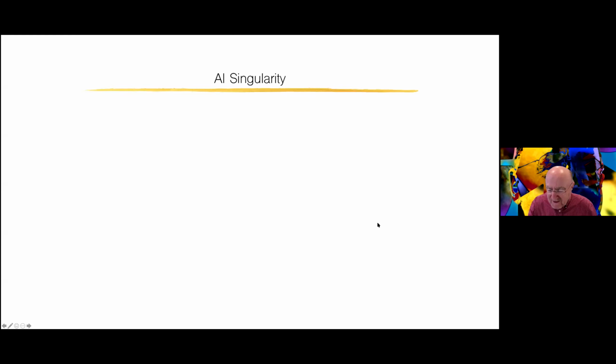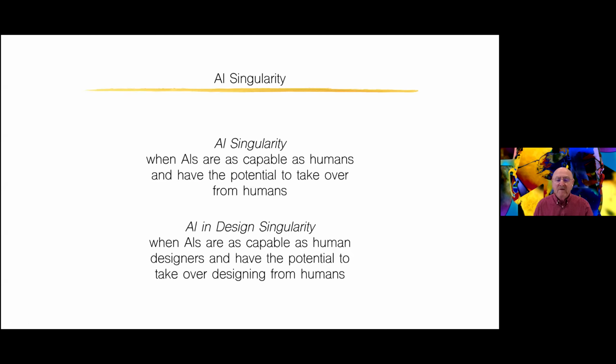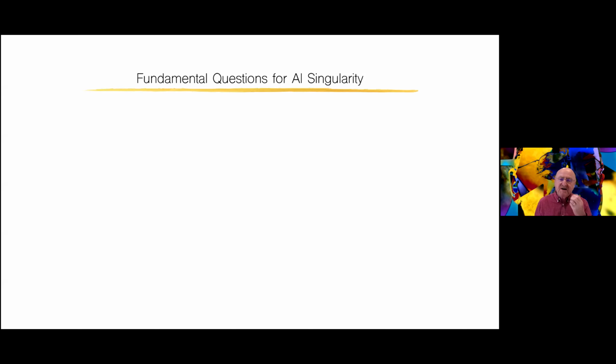So this leads some people to a notion called the AI singularity. What is that? The AI singularity is when AIs are as capable as humans and have the potential to take over from humans. And that, of course, points us to the AI in design singularity, when AIs are as capable as human designers and have the potential to take over from designing from humans. Well, let's look at this, because these are fundamental questions that need to be answered.